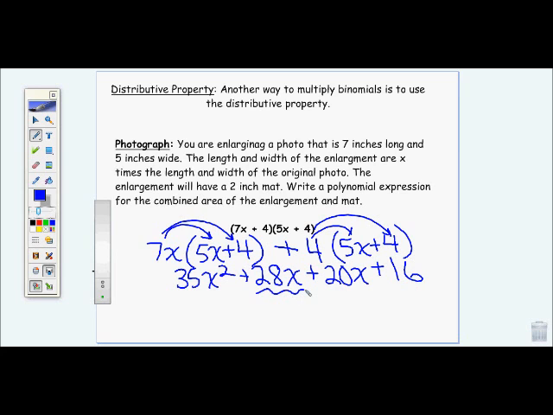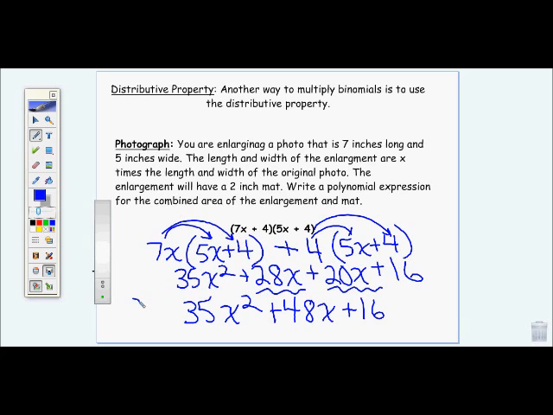Again, you should notice we have some like terms there. So I would go ahead with my 35x squared. That is ugly, gotta fix that. 35, that's much better, x squared. 28x plus another 20x would give me 48x. And 16 would be my final term.